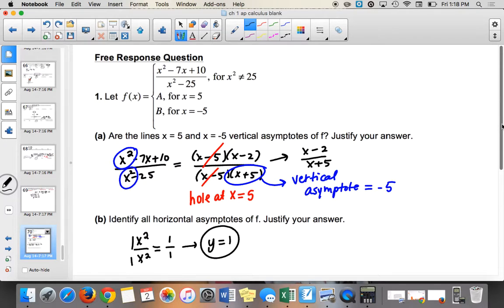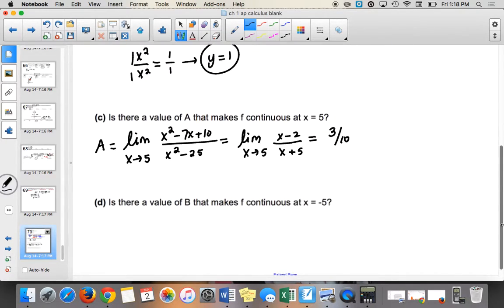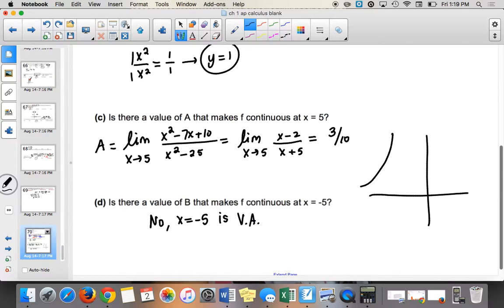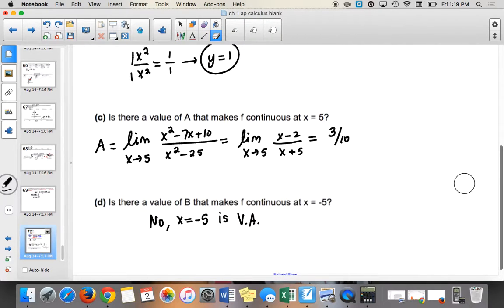All right, so how about the last one? Is there a value of B that makes f continuous at -5? No. Why? Not a horizontal asymptote. x equals -5 is a vertical asymptote. So there wouldn't be something that's going to make that continuous. Even if they were both going up to infinity, you can't just say, I'm going to put the point right there and then they're going to connect. It doesn't work that way, right? All right, good?